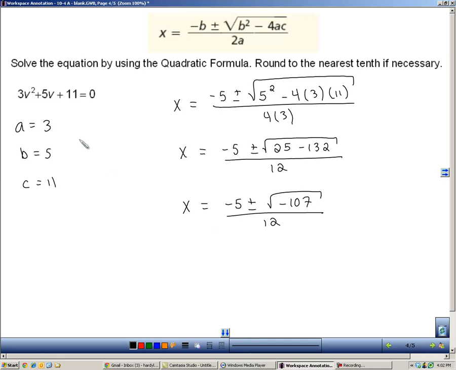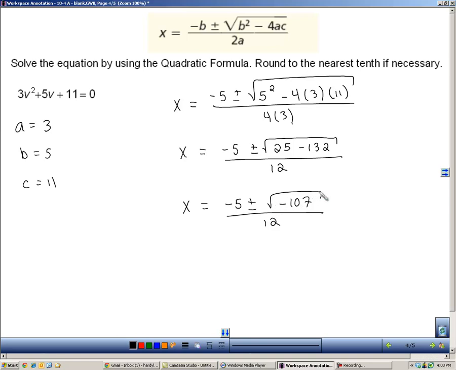Here's the work. I plugged in a 3 for A, a 5 for the B, and an 11 for the C. Plug it into the formula. 5 squared gave me a 25, and 4 times 3 times 11 was a 132 with a minus. When you subtract, you get negative square root of 107. Now, if you try to put that in your calculator, you probably got an error, and you may have gotten frustrated, but don't worry about that.